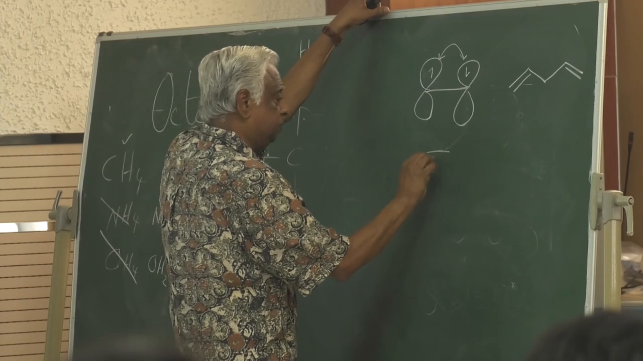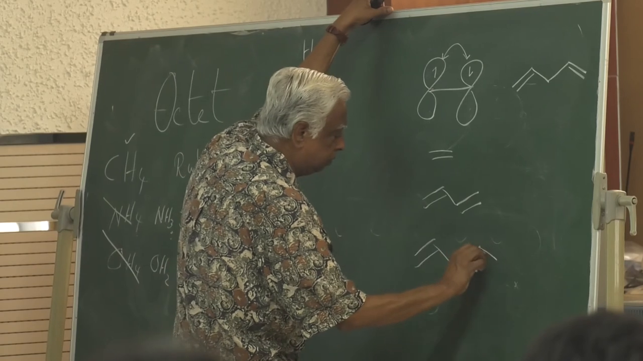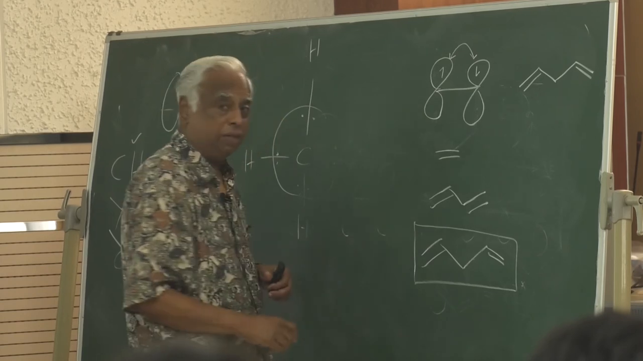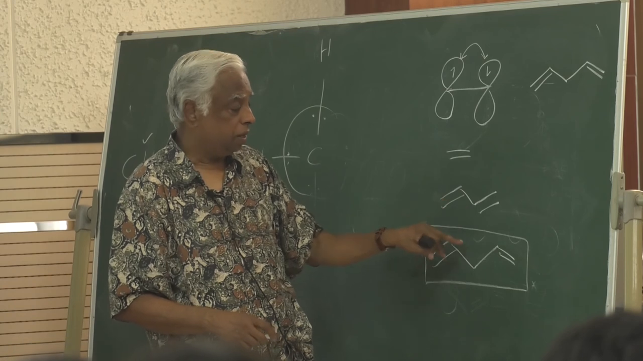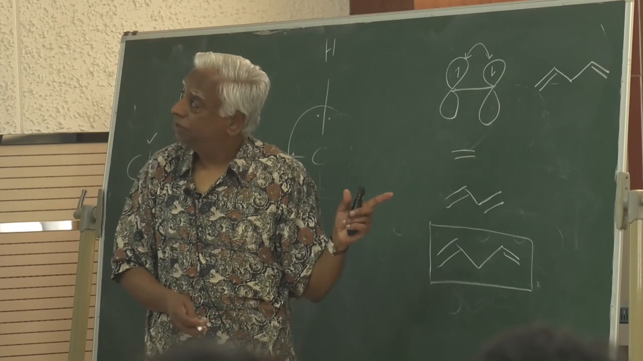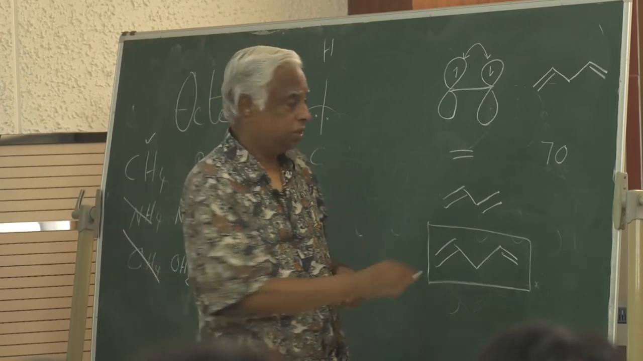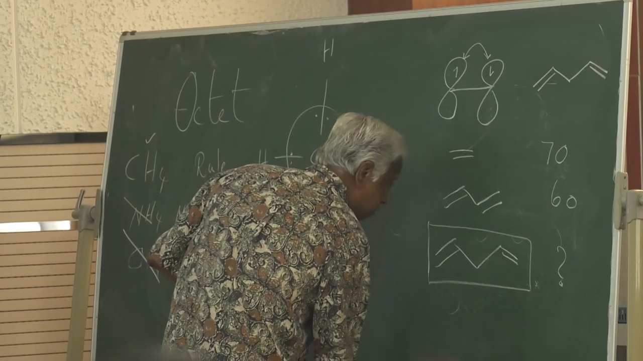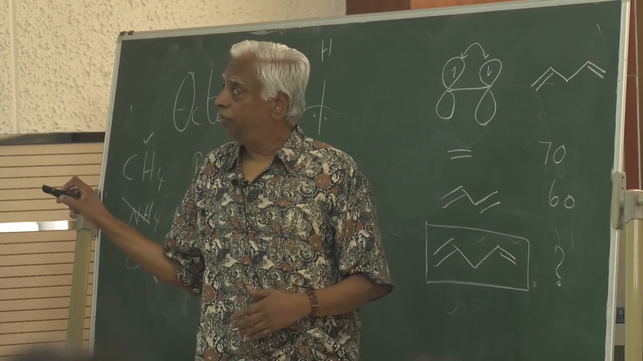So this is this, and that one is this one. Suppose you have this compound. So this gap, the energy for this molecule, will the gap be the same as this, or will it be different? Tell me. So this one is, for example, 70, and the next one is 60. What do you think this would be? Would this be 70 or 60 or 50? Which one?